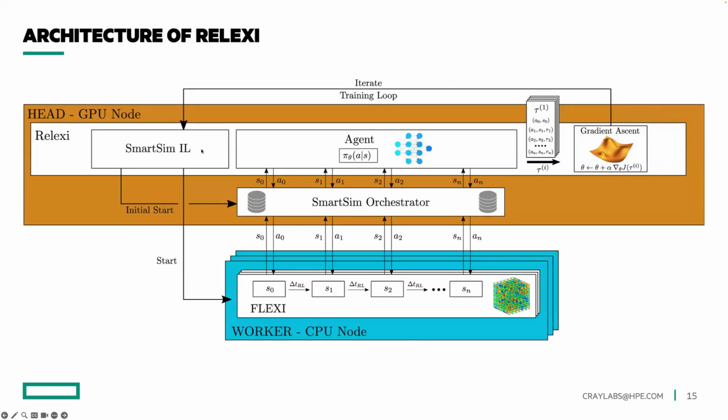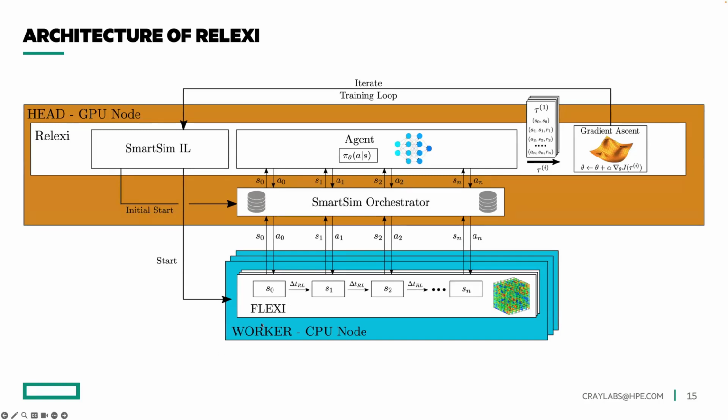SmartSim, or SmartSim IL, which means infrastructure library, was used to start the whole workflow. It started the orchestrator, again, the in-memory database, a reinforcement learning agent, which would be trained on the head node, basically on the GPU node, and then some workers. Now, what do the workers do? The workers are those which run the simulation.